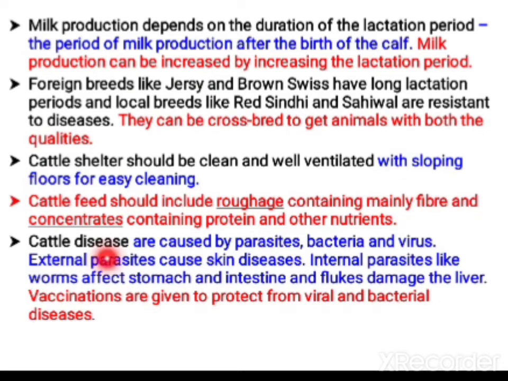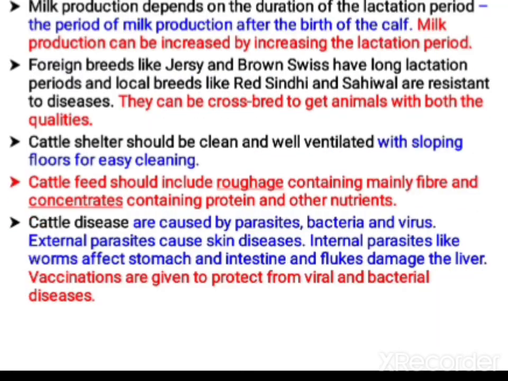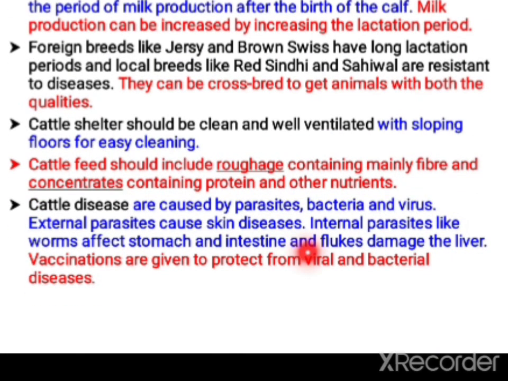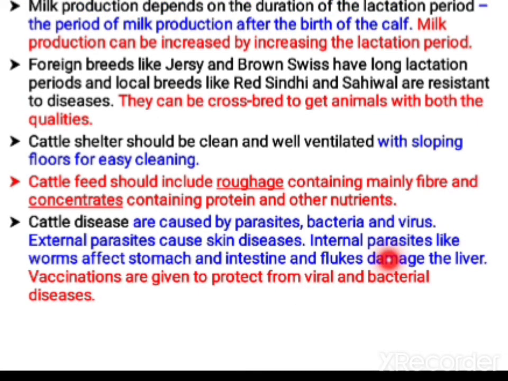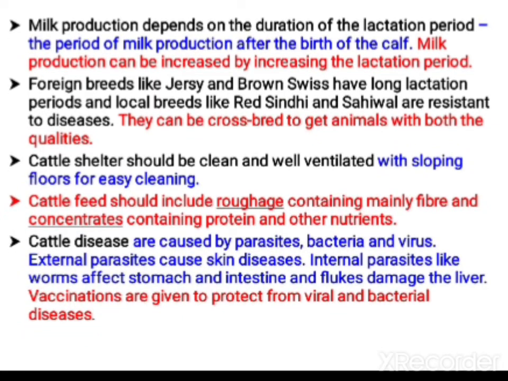And the cattle diseases can be caused by parasites, bacteria or virus. There can be external parasites, which cause skin diseases, and internal parasites. The worms can reside inside the stomach and intestine, and they can damage the liver also. These flukes and all the worms that reside inside may damage the liver also. So that's why animals have to be given proper vaccination. We have to give proper vaccination to protect from viral and bacterial diseases.